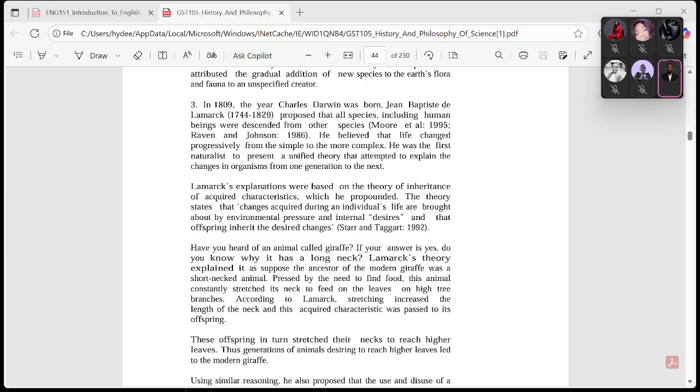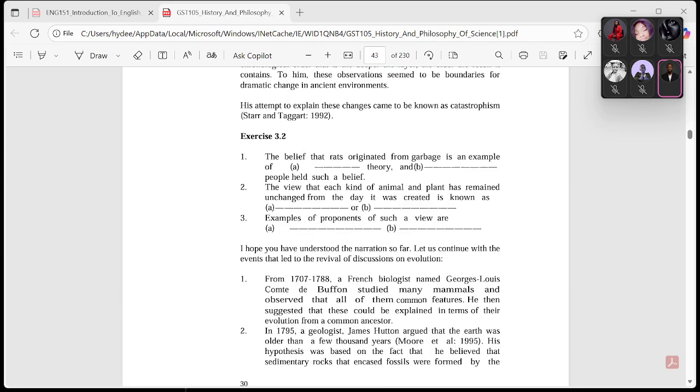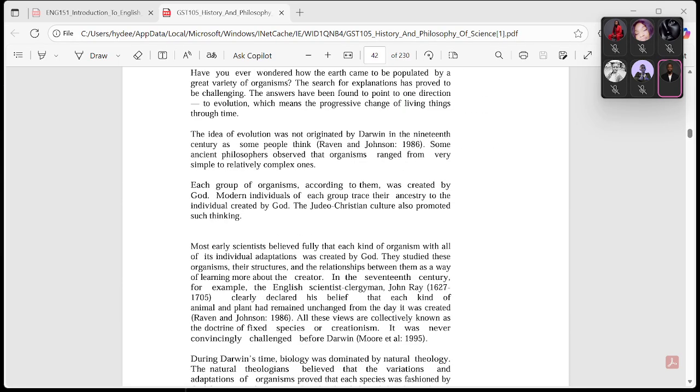So this was James Hutton's hypothesis of gradualism, suggesting sedimentary rocks formed slowly, implying the Earth was millions of years old, not thousands. So the Earth was millions of years old according to your unit, not thousands of years old.